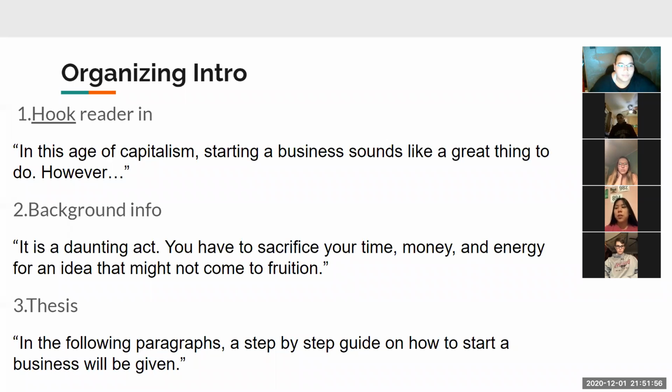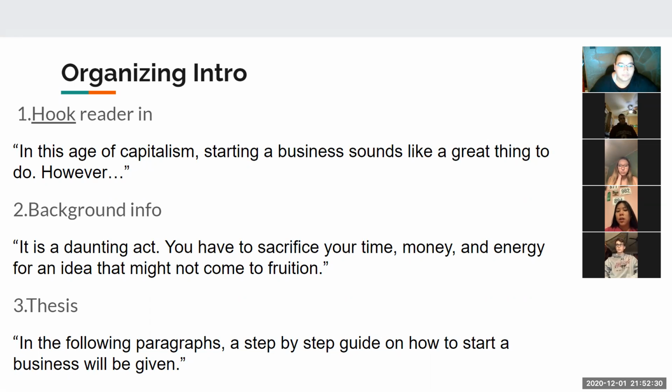First, you want to draw in the reader with a hook or a sentence that will spark their interest. This can be a general statement that is not too specific to your paper, just to ease the reader into what they're talking about. In this example of an informative essay on starting a business, the writer starts with, "In this age of capitalism, starting a business sounds like a great thing to do. However," using the word however draws the reader in more, making them want to read why starting a business may be very difficult with no prior knowledge to owning a business.